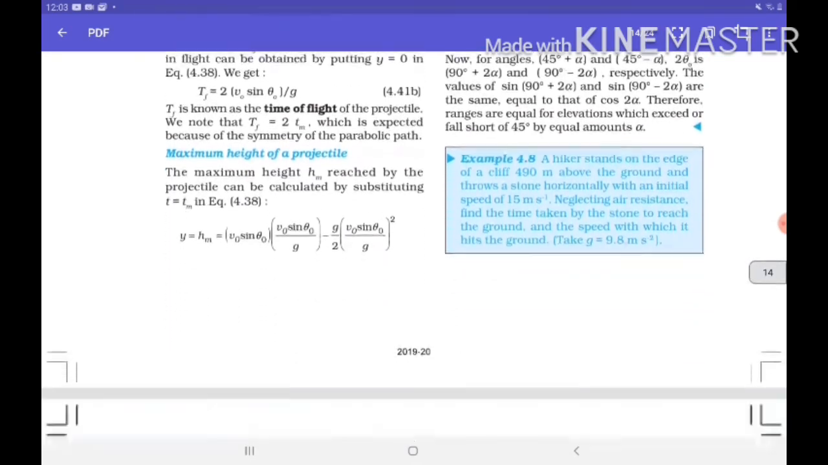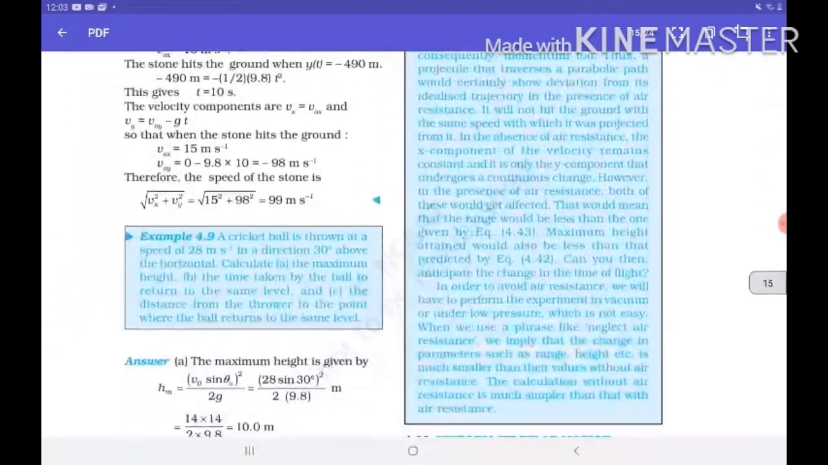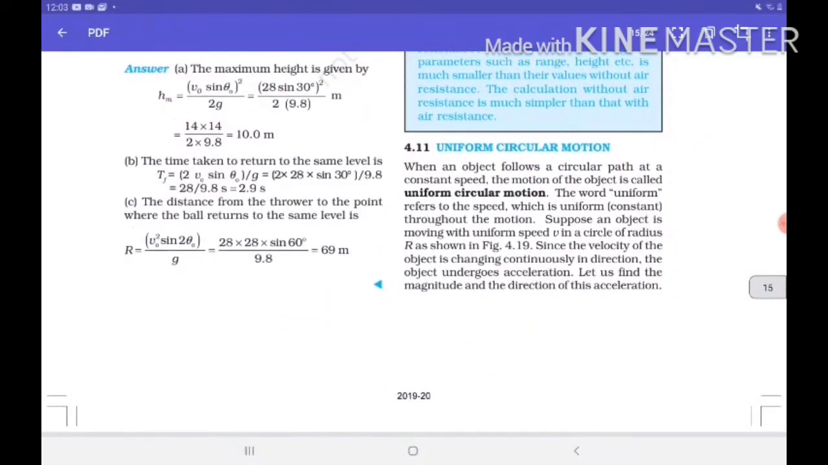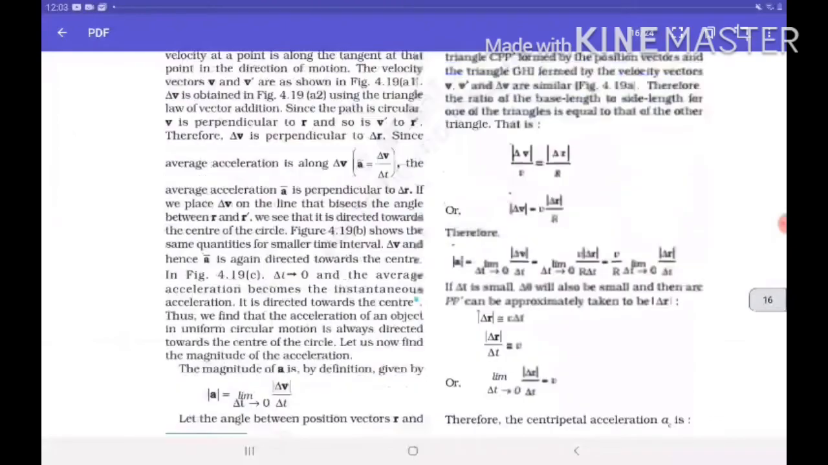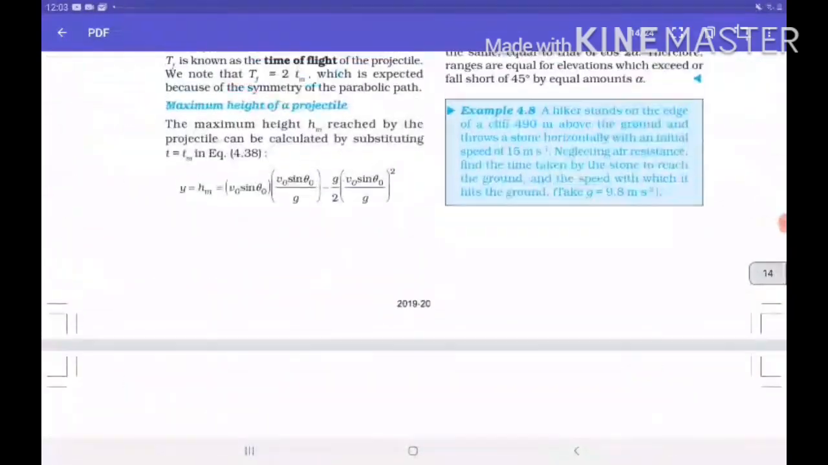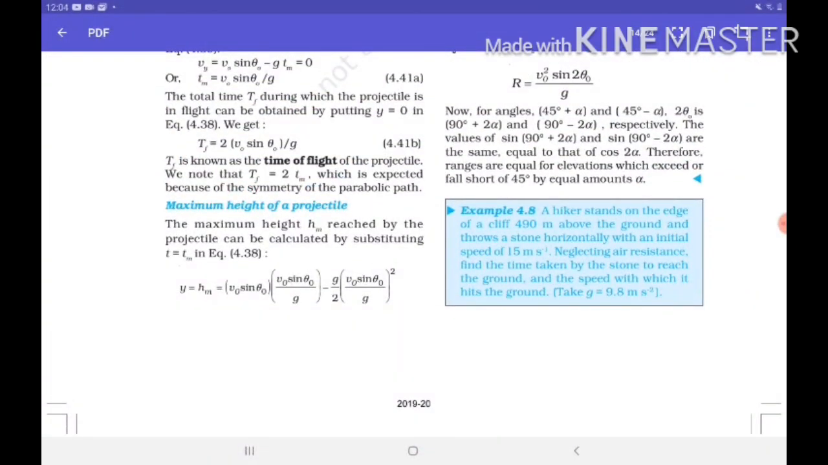Next is the maximum height of a projectile, and the last topic is uniform circular motion, which is the most important topic of this particular chapter. Okay, so we will just stop here. In the next video we are going to start with the maximum height of projectile motion. Thank you.